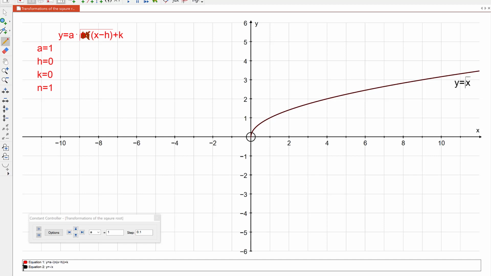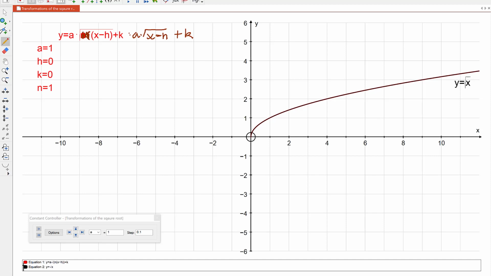Let's just think about the fact that we've got, sorry, the pen functionality in this program is really poor. So square root of x minus h and then plus k. That's what we're dealing with there. Okay, so at the moment I've got a is 1, h is 0, and k is 0. We're forgetting n for a minute. And so we are just looking at the graph of y equals square root of x.